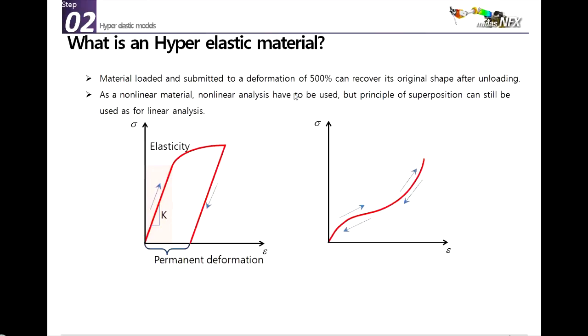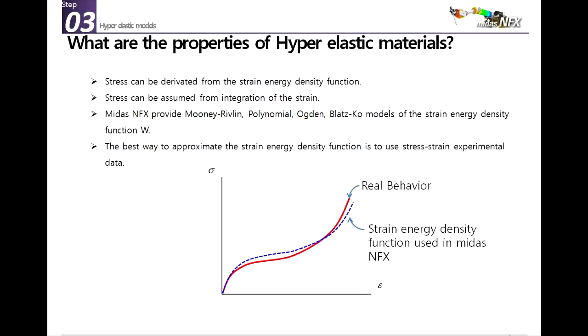Now, what is a hyperelastic material? So, as I told you, material loaded and submitted to a deformation of 500% can recover the original shape. And as a nonlinear material, nonlinear analysis has been used, of course, but in this specific case, the principle of superposition can be used as for linear analysis. So this is a specific case. It's a nonlinear material, a nonlinear relation, but it's a linear type of elasticity.